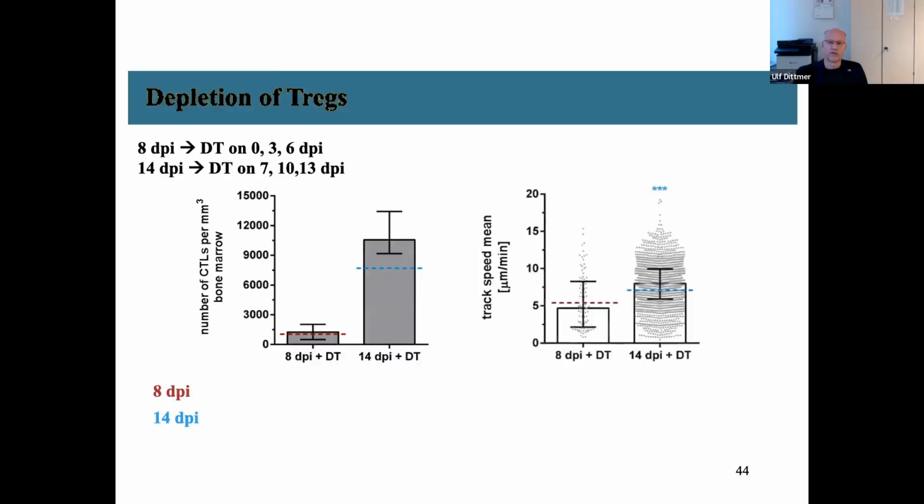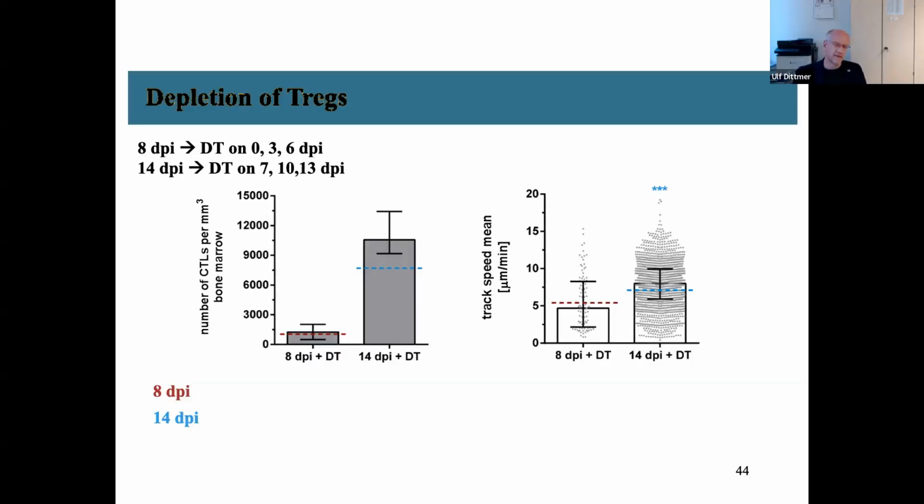And this shows you the impact of Tregs on this CTL movement. Here are the numbers again, but let's look at the track speed that we can calculate, and especially here at 14 days post-infection. This is the reduced speed at 14 days post-infection, the blue line. If we then deplete regulatory T cells because we inject diphtheria toxin, this goes up again to normal values that we see, for example, at 10 days when they are very functional. So that shows that Tregs suppress the movement of CD8 T cells, and this correlates with their cytotoxic activity.